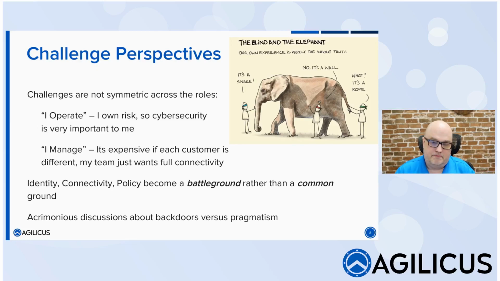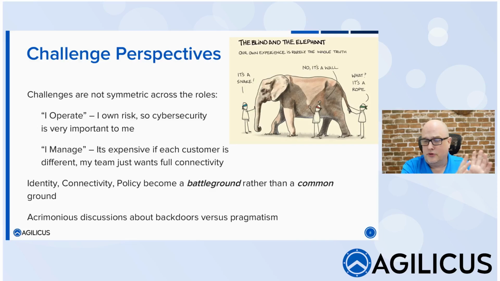Those are unaligned, right? So they're generally aligned on what they want to get done, but they're specifically unaligned. As a consequence, that idea of identity and connectivity and policy, it's become a battleground rather than a common ground. They're fighting over it because they each have a different understanding, just like that parable of the elephant in the upper right. And it creates acrimonious discussions about backdoors.